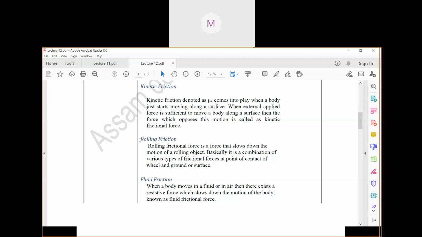Then rolling friction. Rolling friction is a force. Suppose a body is rolling, that means a body is moving or rolling. I'm giving an example of a football. When you kick a football, it rolls along the surface, and eventually it comes to a stop. The friction that makes the body stop is known as rolling friction. Okay. Then fluid friction.